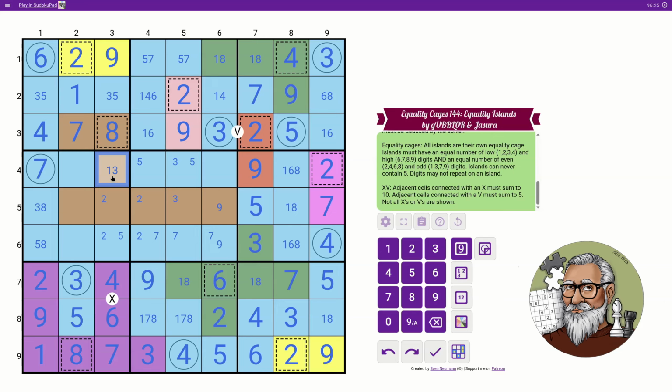Oof. Okay, well, I can pencil mark these for some reason to pretend that I'm doing something. 4, 6, 9. Right. 4, 6, 9.